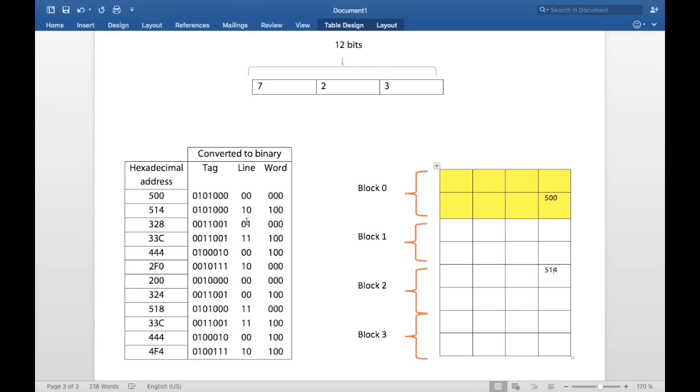So 328 goes to line 1, word 0. Line 1, word 0. 328. Miss. 33C. Sorry, line 3, word 4. So 33C: this is the third line or third block, and this is the 4th byte in this block. 0, 1, 2, 3, 4, 5, 6, 7. And the next one is 444. Block number 0, and word 4. So it's going to sit here, in the yellow block.